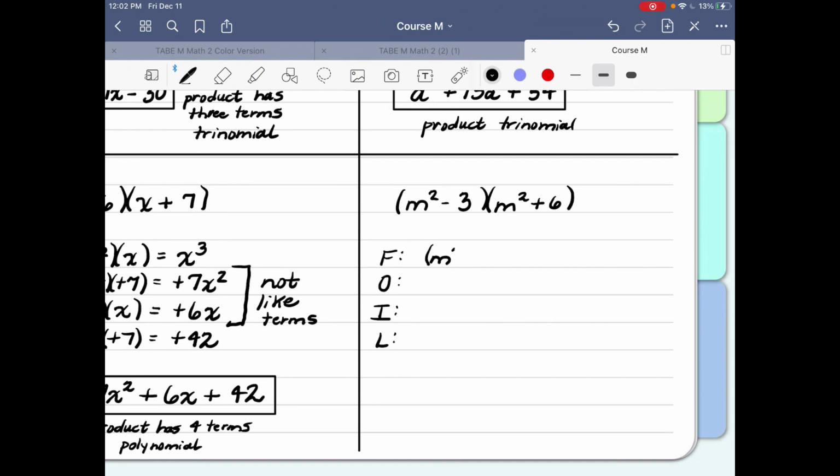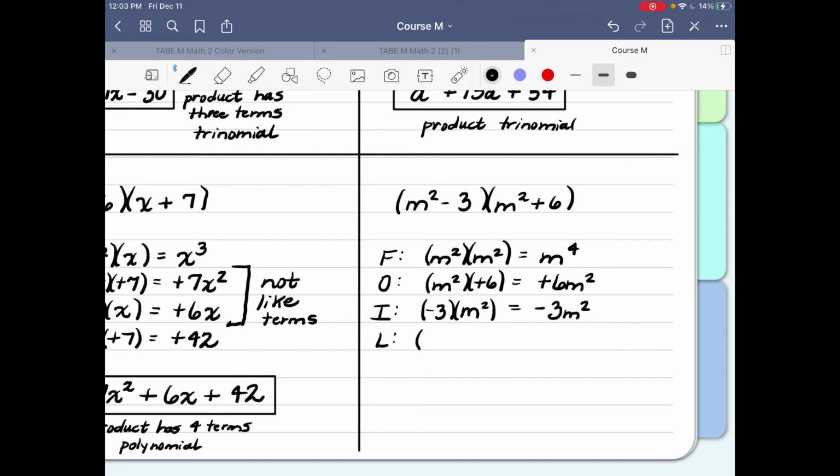So first terms in each binomial would be an m squared. So that's an m times m to the 4th power. Outer, I have an m squared and a plus 6. So that's plus 6m squared. Inner, I have a negative 3 and an m squared. So that's negative 3m squared.